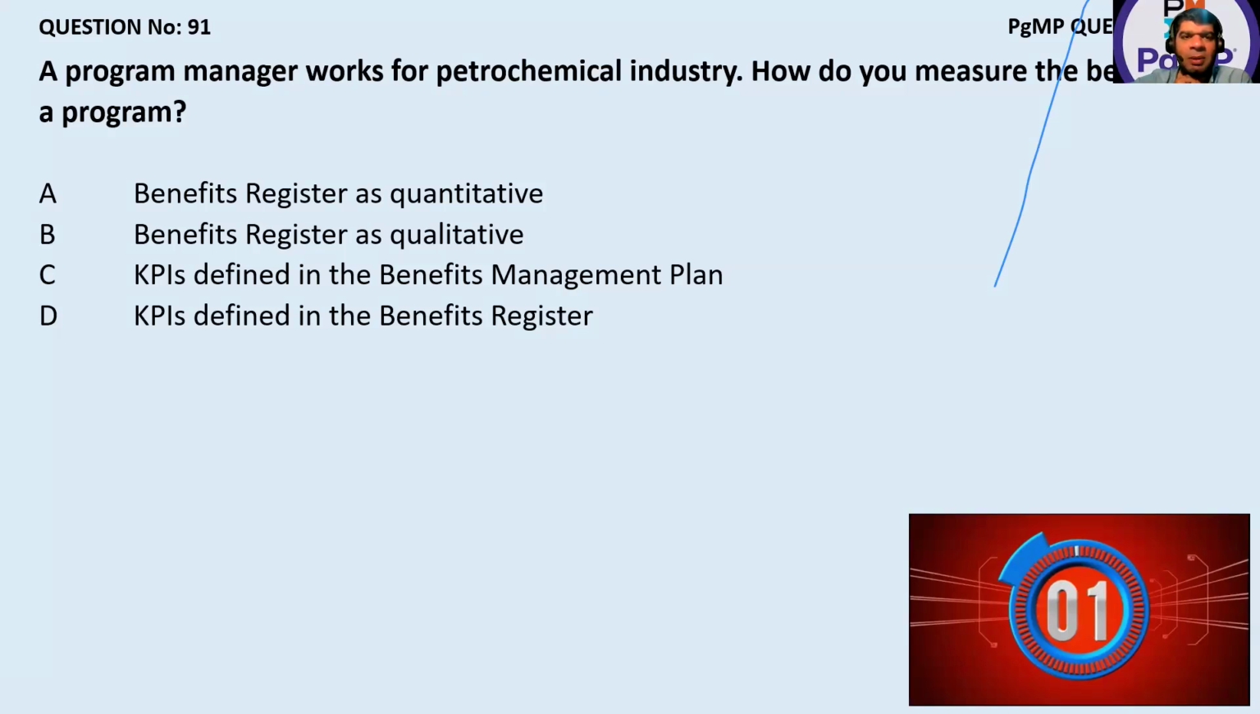Yes, Sandeep. Actually, even in the benefits management plan, it is written KPIs and thresholds for evaluating their achievement. So evaluating is basically measuring, I guess. So that will be the plan.